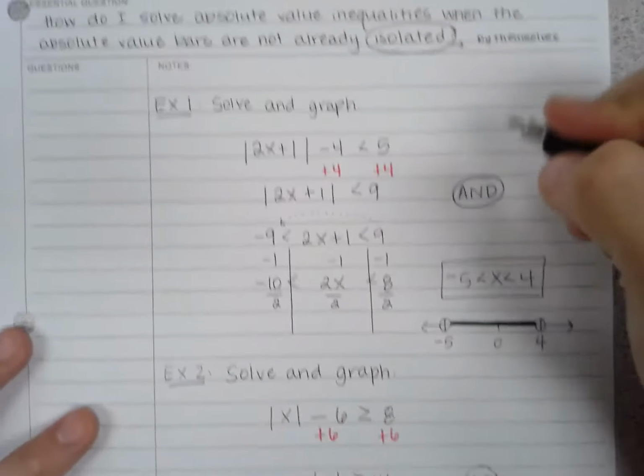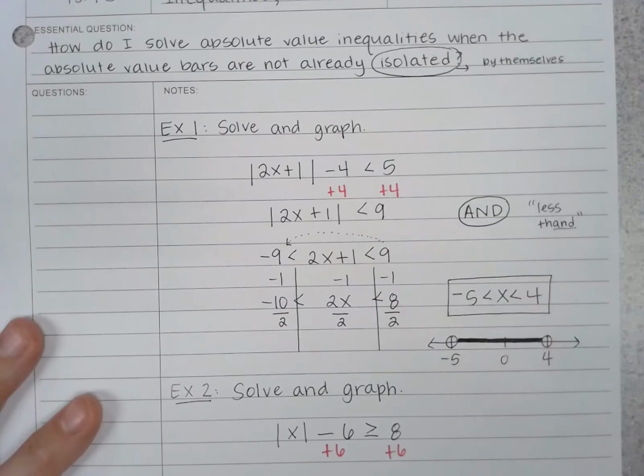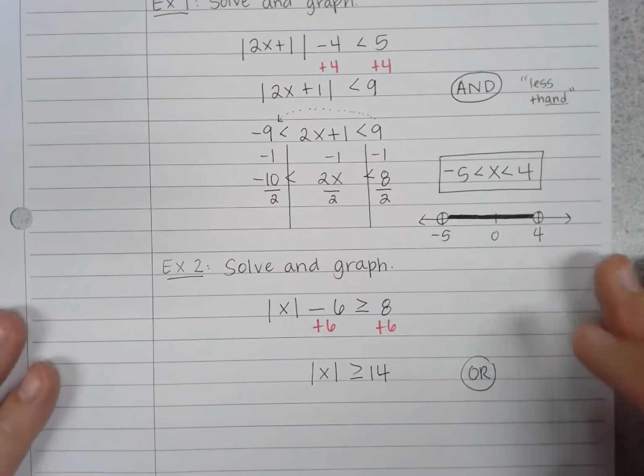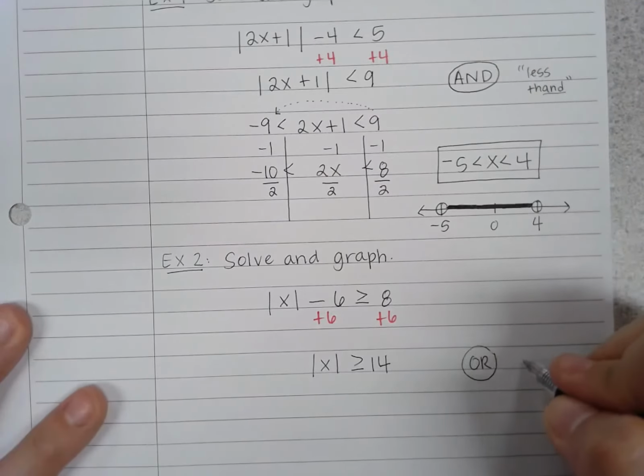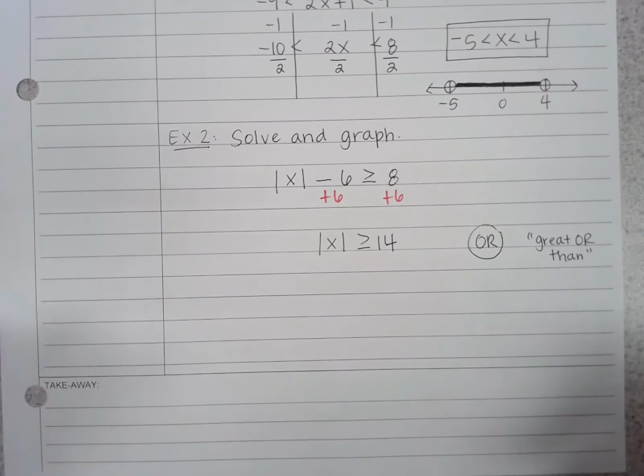Let's come back here to where it said AND and write down "less than." Again, a play on words, but it's to help us remember that it's an AND question for that one. And then down here for OR, we'll come over here to the side and we'll write "great-or than." And so it's just supposed to be a little way to help you remember it. It's not really mathematical, but it gets the job done.